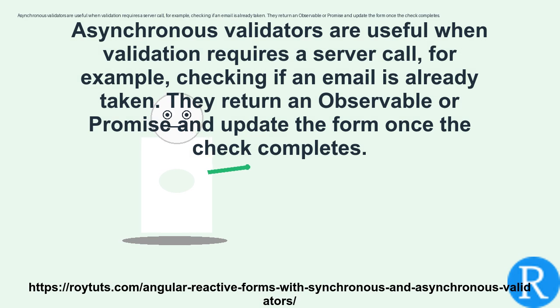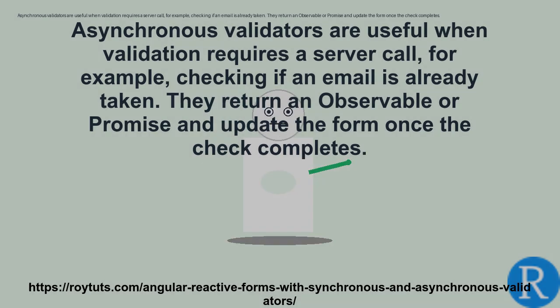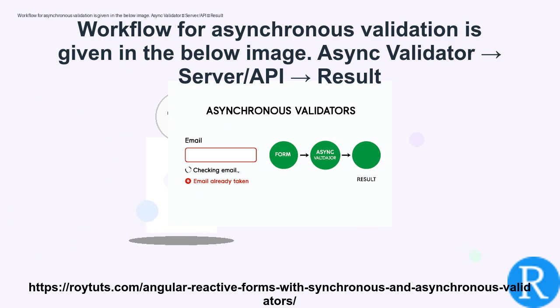Asynchronous validators are useful when validation requires a server call, for example, checking if an email is already taken. They return an observable. The workflow for asynchronous validation is given in the below image.